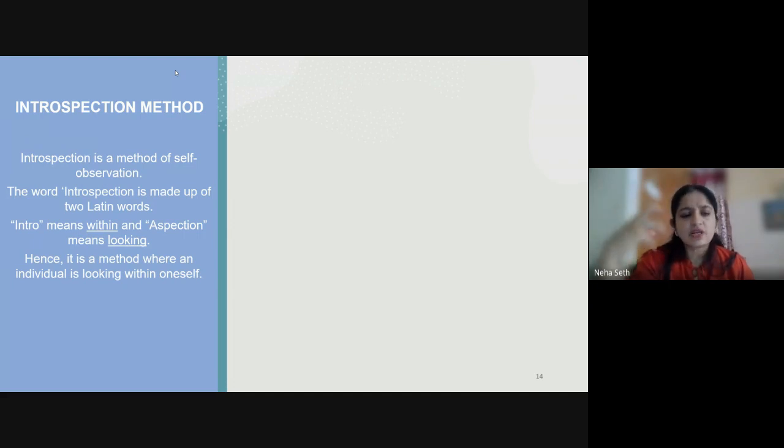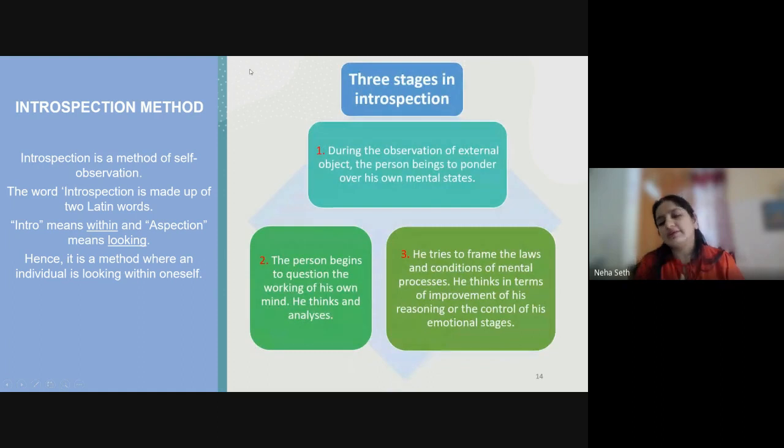So when I'm talking about introspection in learner psychology, it is made up of a Latin word, made by joining two words, intro and aspection. Intro means within and aspection means looking. So when we are looking within ourselves, looking within oneself, then we are following the introspection method. This method is where the individual is looking into himself or herself.